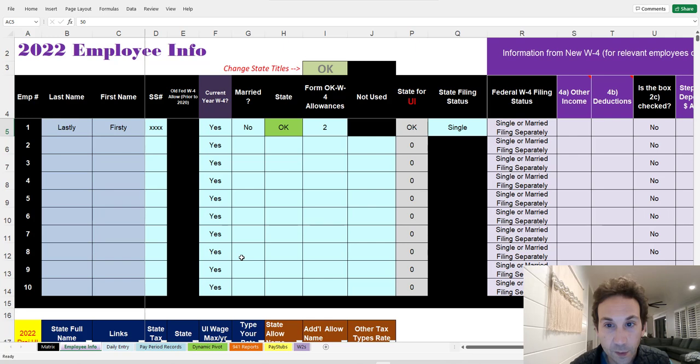So that is Oklahoma. If you get a chance to visit Oklahoma, you'll probably have a good time. At least I have. So good luck. Payroll should be easy, so make it so.